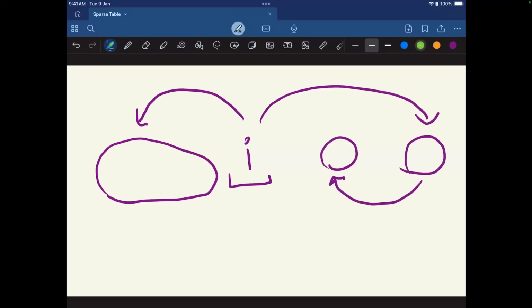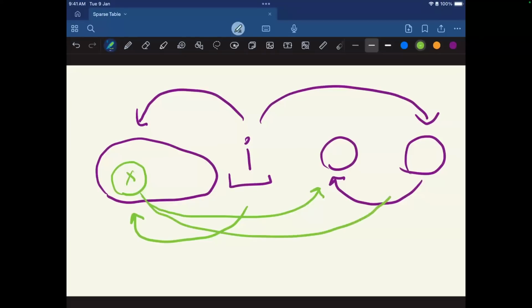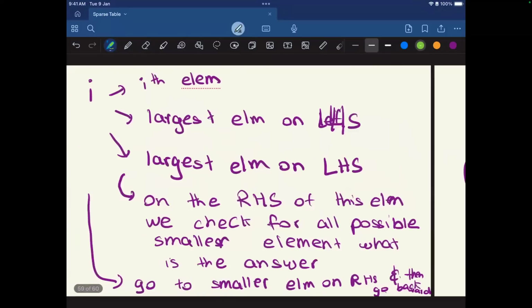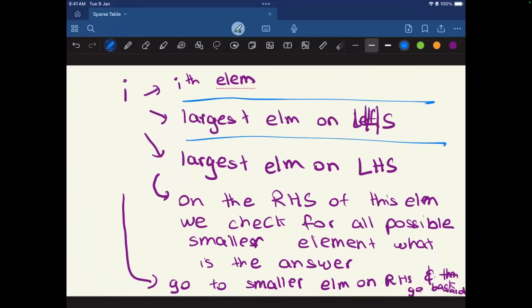And last but not the least, you are going to go back to the largest element. After that largest element, you are going to check for all elements smaller than this largest element. What is the answer if we went back from these elements? And from all possible answers, we find the maximum possible answer. So do you guys agree these are the 4 conditions that we can actually perform for this particular problem? Yes or no, guys? Tell me. 1 second. Let me see. Yes.